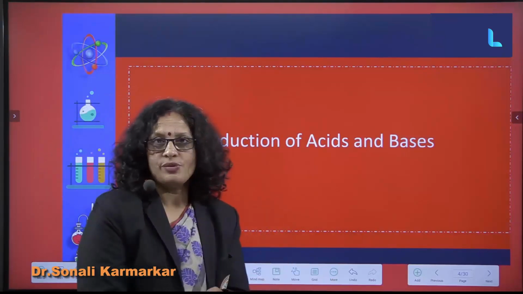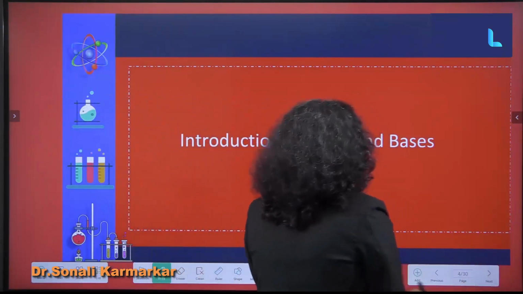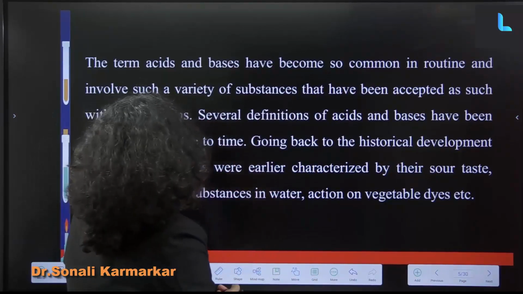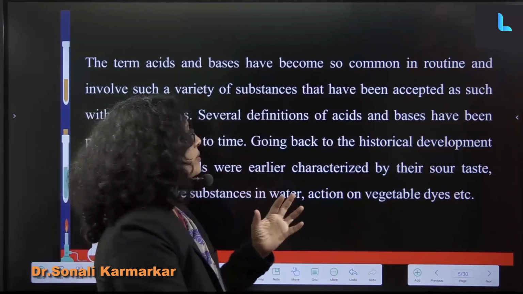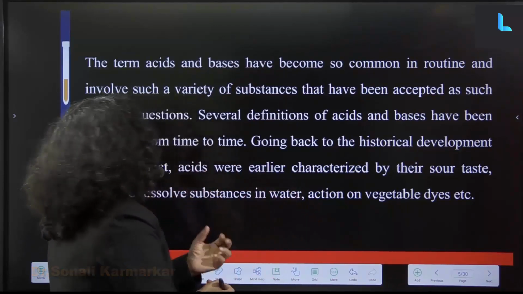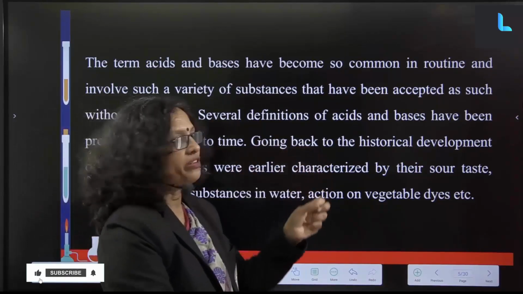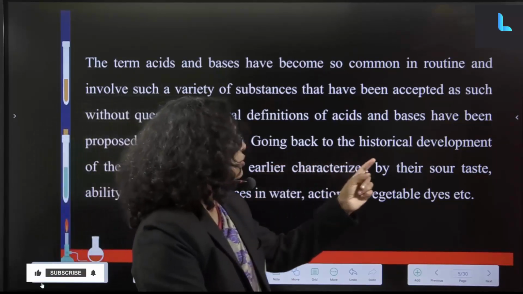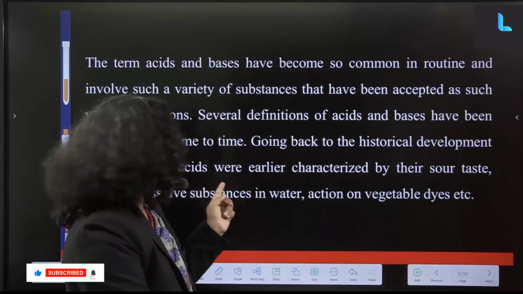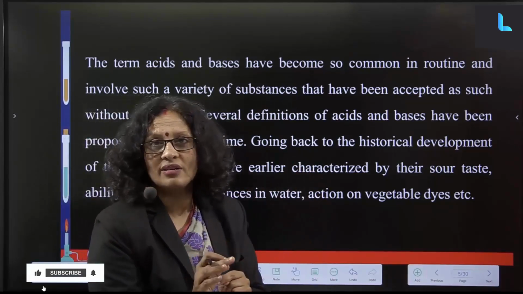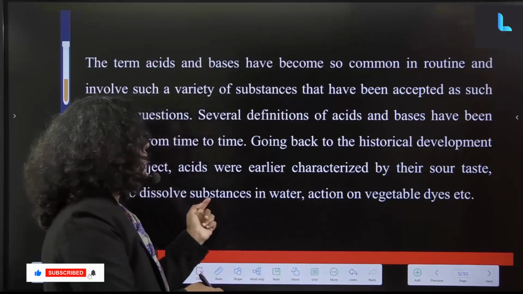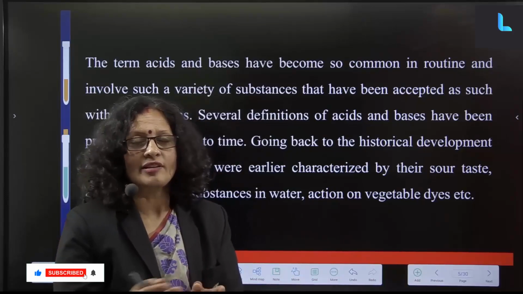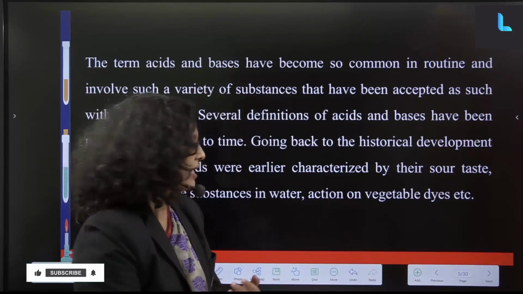Now, introduction of acids and bases we will see first. The terms acid and base have become so common in routine and involve such a variety of substances that they have been accepted as such without question. Several definitions of acids and bases have been proposed from time to time. Going back to the historical development of the subject, acids were earlier characterized by their sour taste, ability to dissolve substances in water, and action on vegetable dyes, etc. That is how they used to define acids.